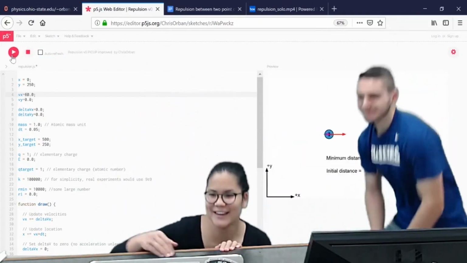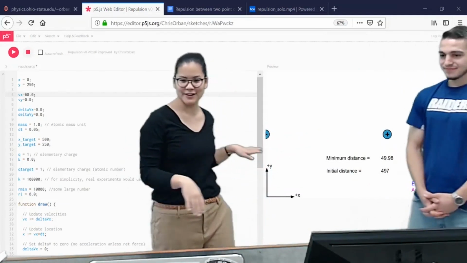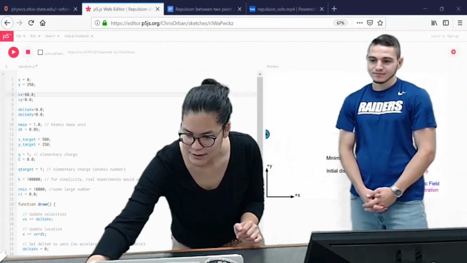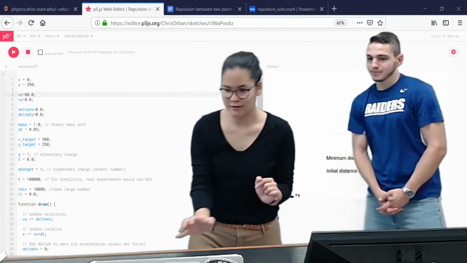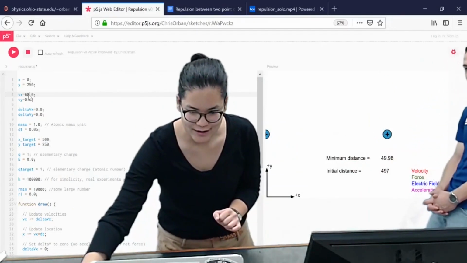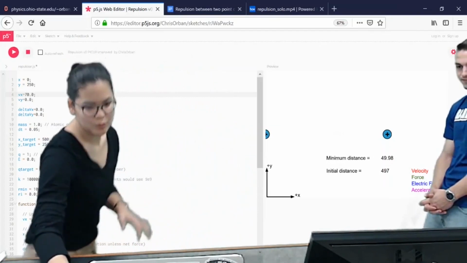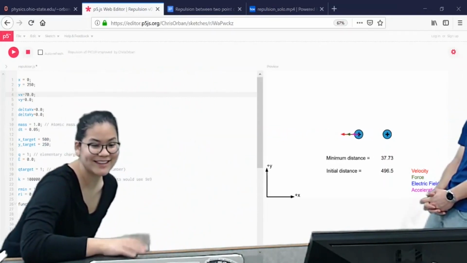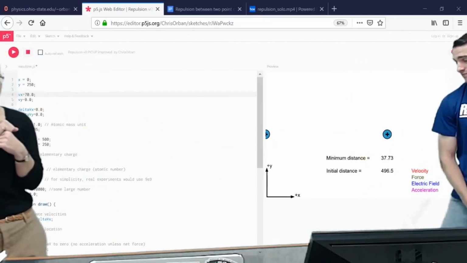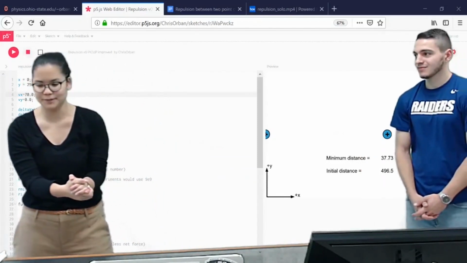I'll run this. Okay, so we have a smaller minimum distance than before. So now it's 49. Before it was 68. Let's go up another bit. So let's try 70, and if I press this, we see that they just touched, so our particles just seem to overlap in our simulation, and we do get a smaller minimum distance as well, so providing more energy to that incoming particle.